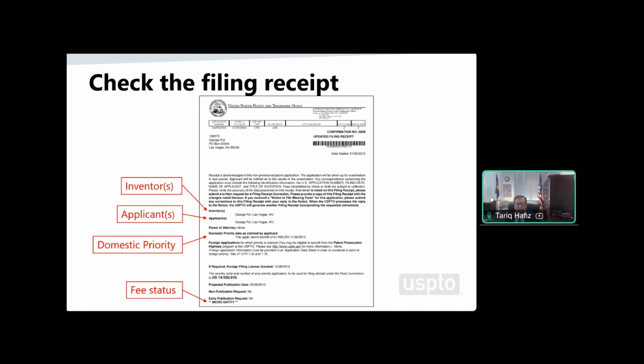Then at the bottom, the receipt will also confirm your filing status, whether it's micro entity, small entity, or regular. Again, the status only affects the fees paid to the USPTO. It does not affect any fees paid to the attorney, but this applicant doesn't have an attorney and is going pro se, or by himself.